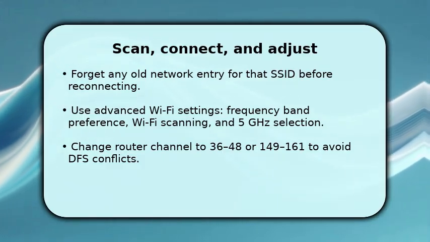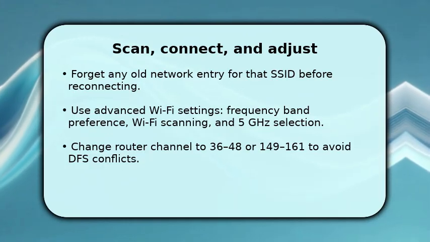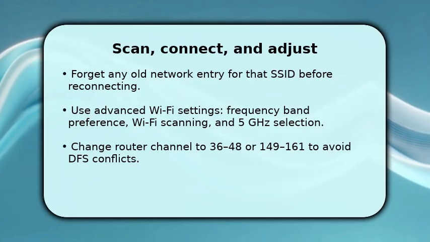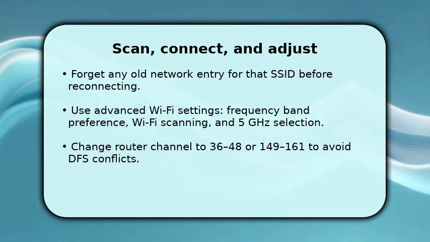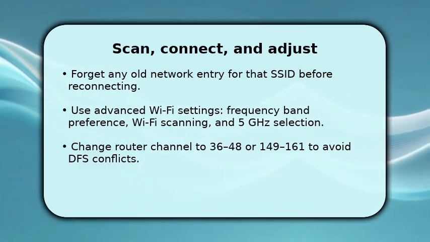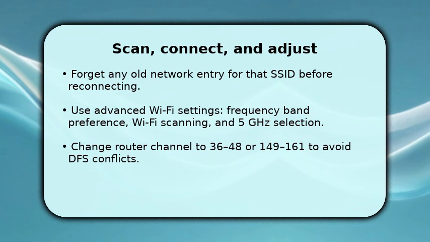Go into Wi-Fi advanced settings and set frequency band preference to 5 GHz if available, enable Wi-Fi scanning, and attempt manual network addition with exact SSID and password. If the phone still omits the band, change the router to a non-DFS channel like 36 or 48.